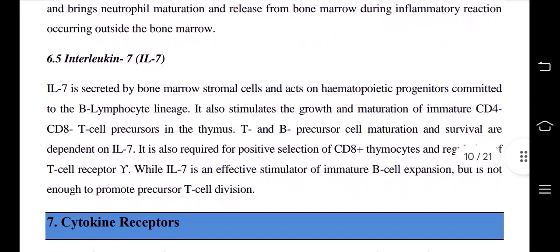Then IL-7, or interleukin 7. Interleukin 7 is secreted by bone marrow stromal cells and acts on hematopoietic progenitors committed to the B lymphocyte lineage. It also stimulates the growth and maturation of immature CD4, CD8 T cell precursors in the thymus. T and B precursor cell maturation and survival are dependent on IL-7.